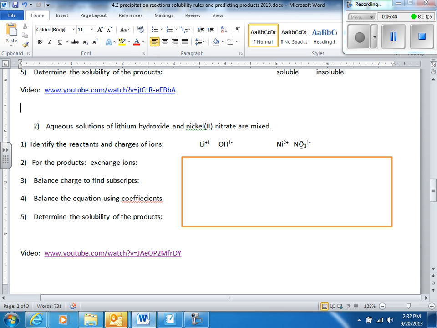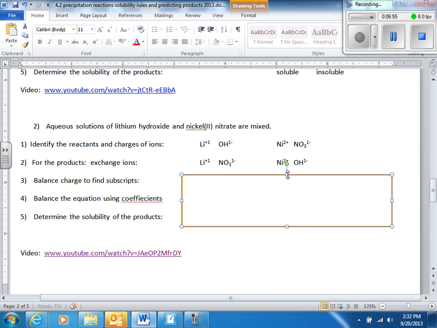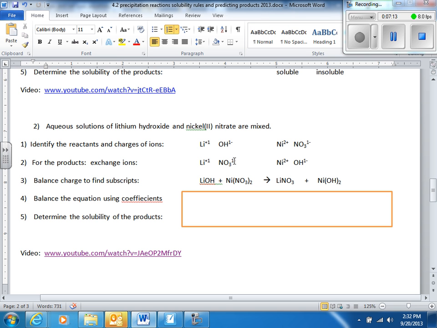Lithium goes with nitrate. Nickel 2 goes with hydroxide. We just switched the placement. So I just switch where the negatives are. Okay. Now these are my reactants, these are my products. I put them together and I have to balance the charges to make them add up to 0, so that's where I get my subscripts from. We've done this before when you learned how to get formulas based on the charges of the ions.